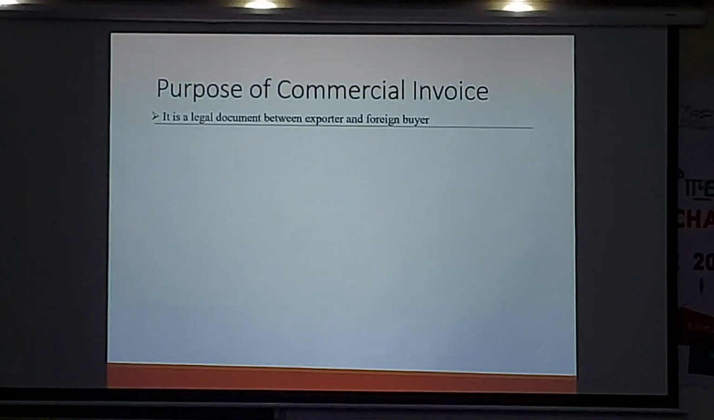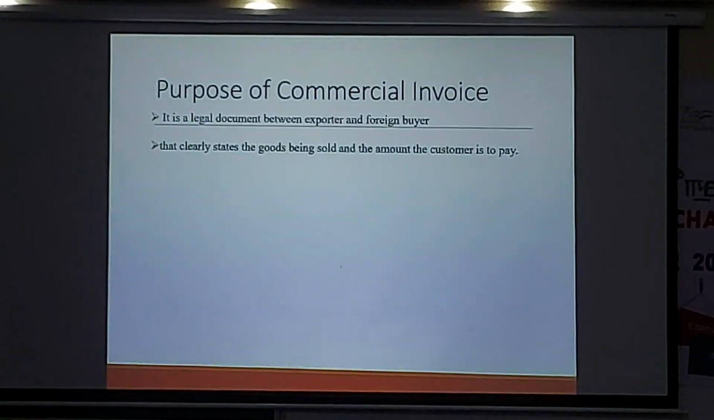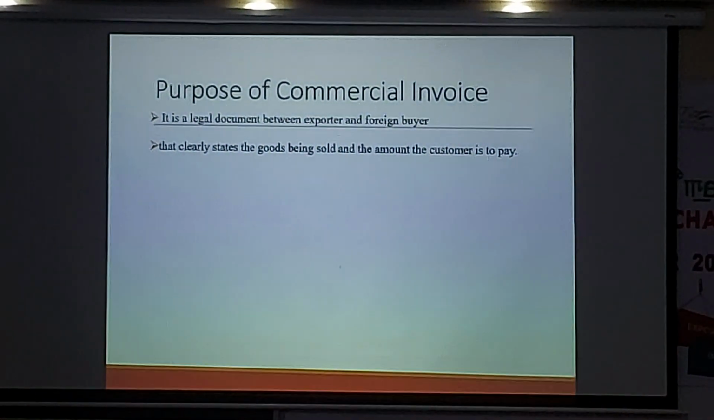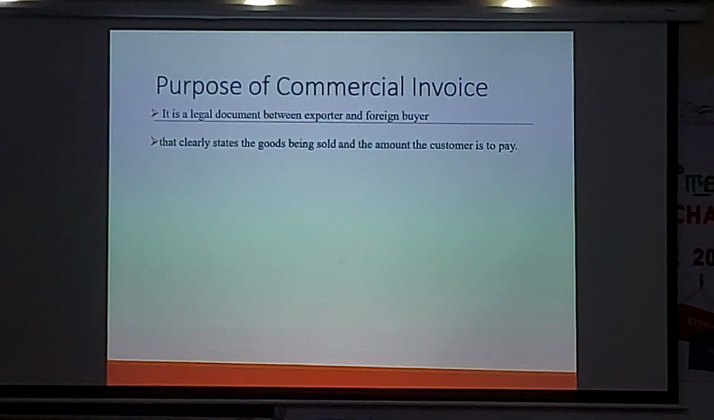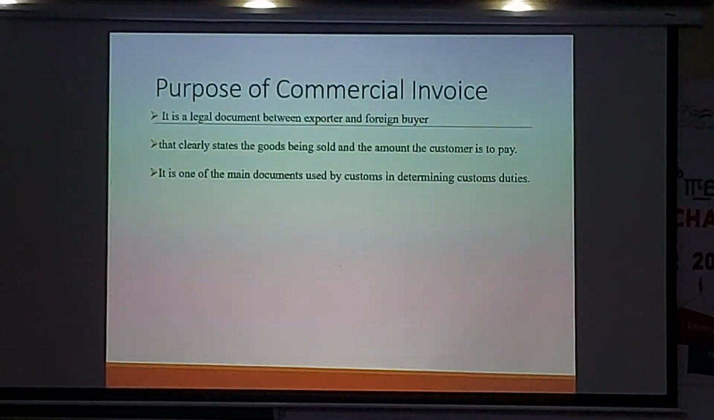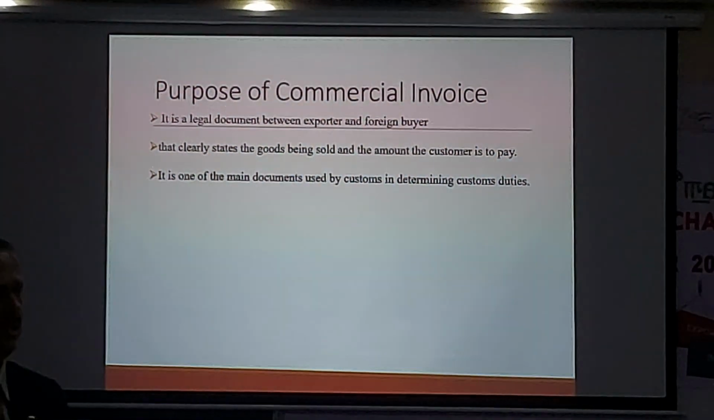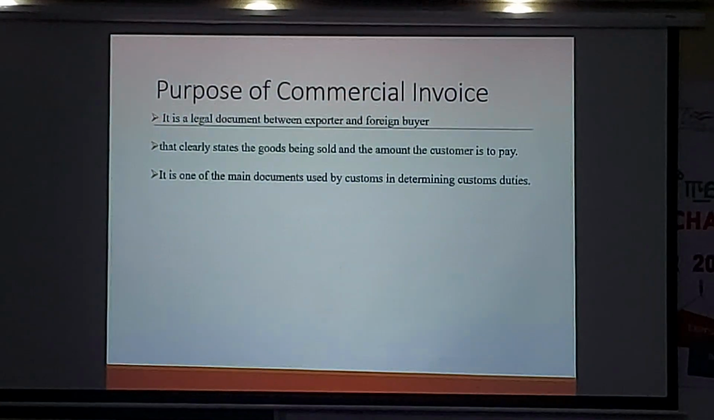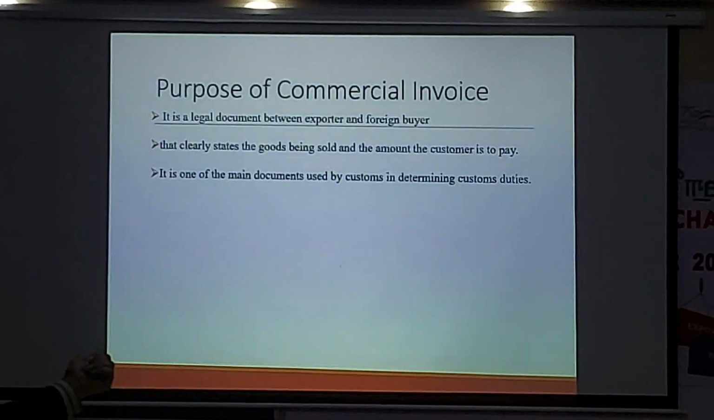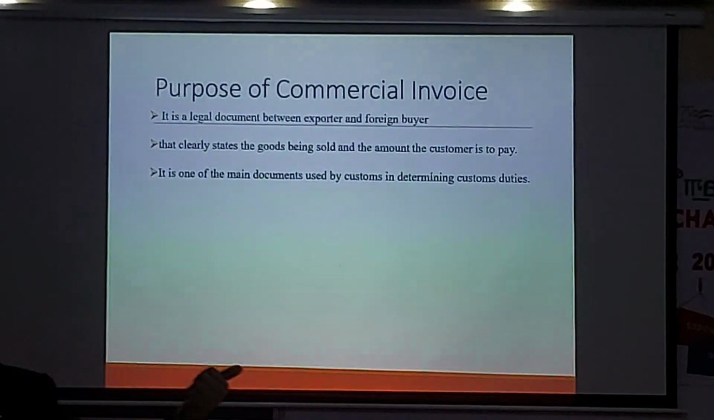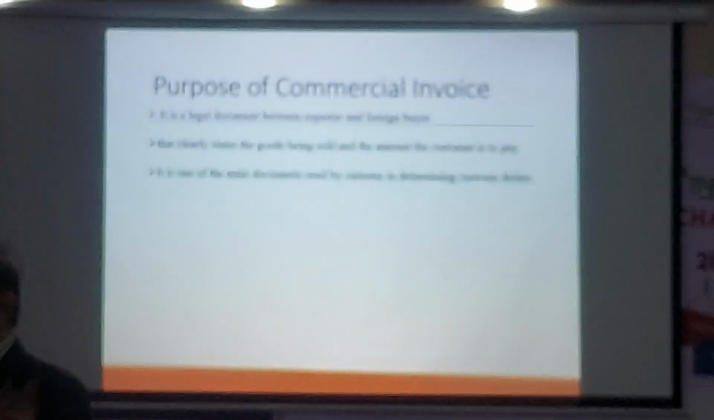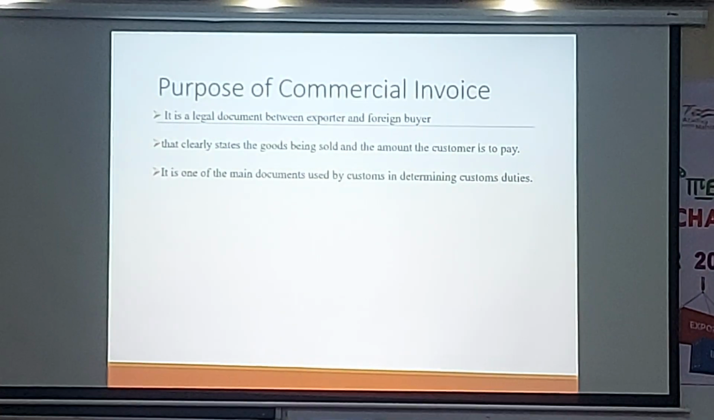So it's a contract between exporter and buyer. It clearly says what are the goods and what is the money I am supposed to get. And this is the main document for customs. Why for customs? Because if your importer is clearing the goods from customs, he has to pay duty. How will duty be charged? Based on the value given in the customs invoice. So what is the value of the invoice? Based on that you charge duty. So this is a very important document for customs.